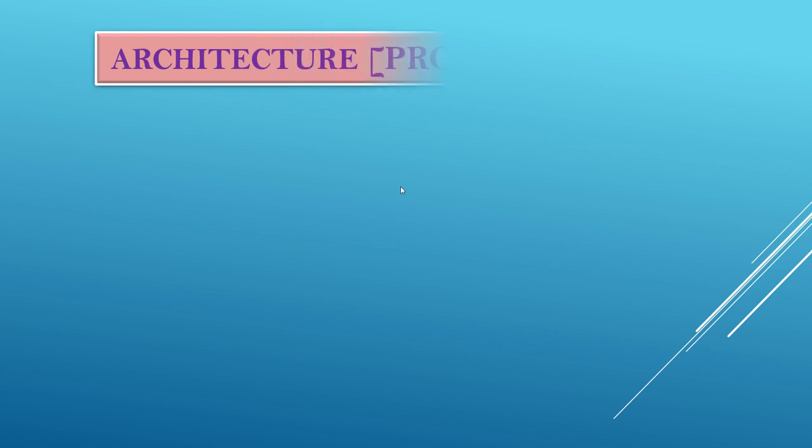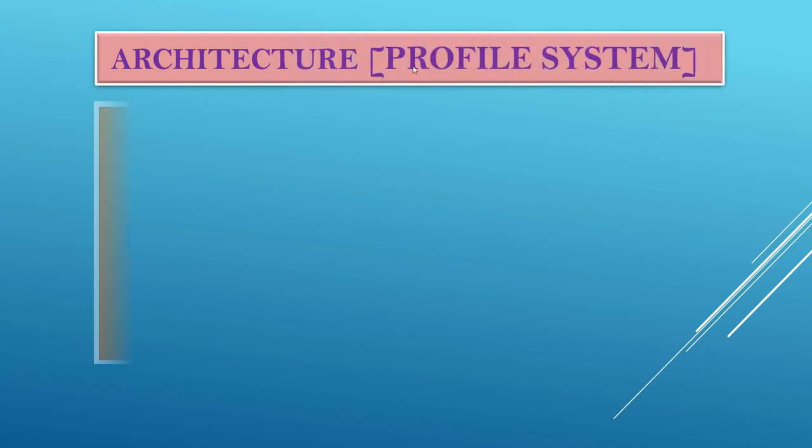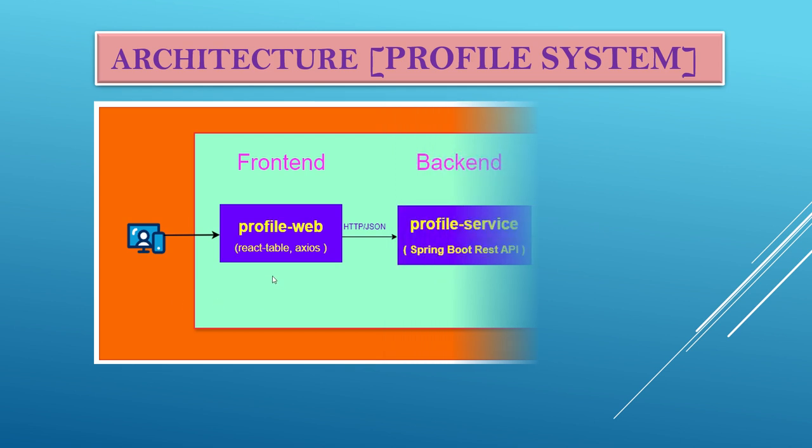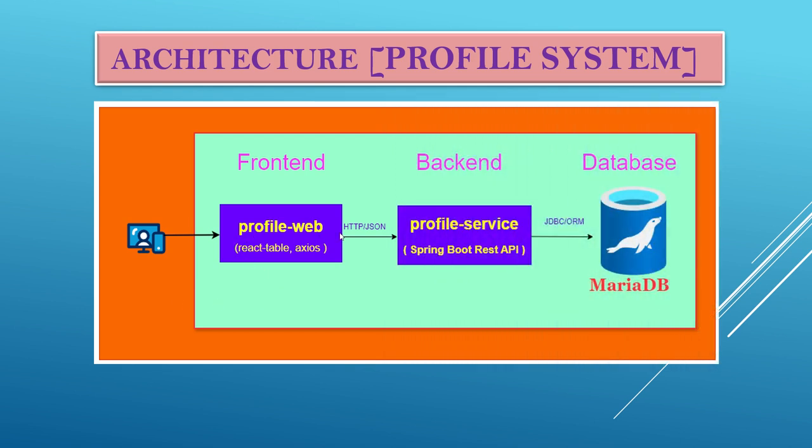So this is the architecture diagram in which we are going to create a complete profile system. On the front end side, we are going to create our profile web front end application using reactjs, and in that we are going to use the React Table Library. We are going to use functions and hooks available in this library to populate the data in the table, and with the help of these functions and hooks, we are going to implement some core functionalities like searching, sorting, and pagination on the front end side.